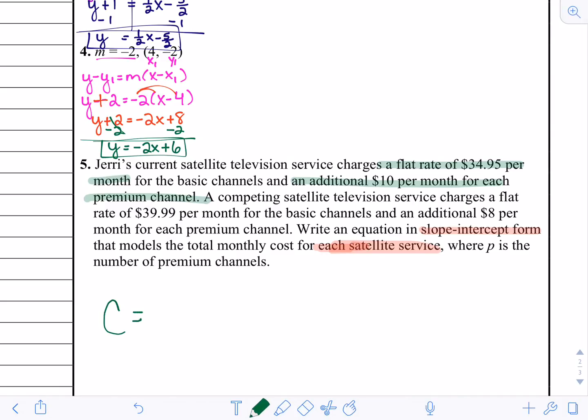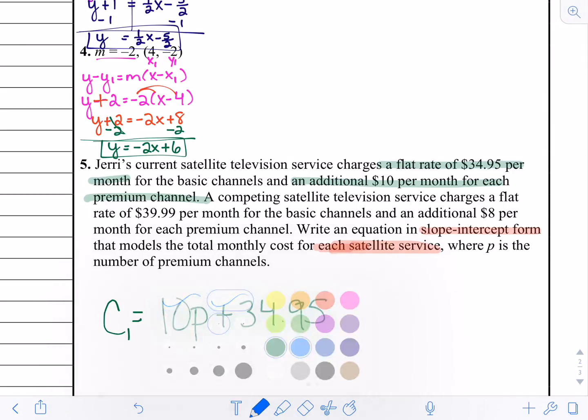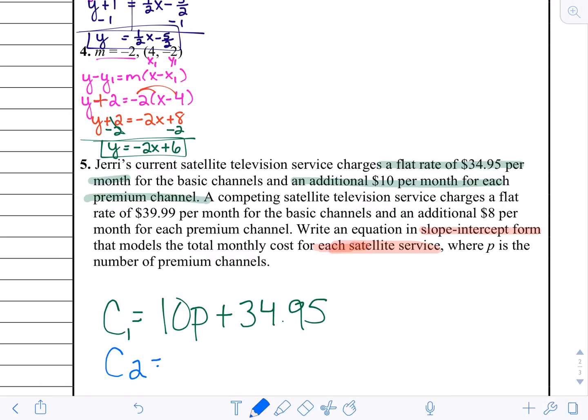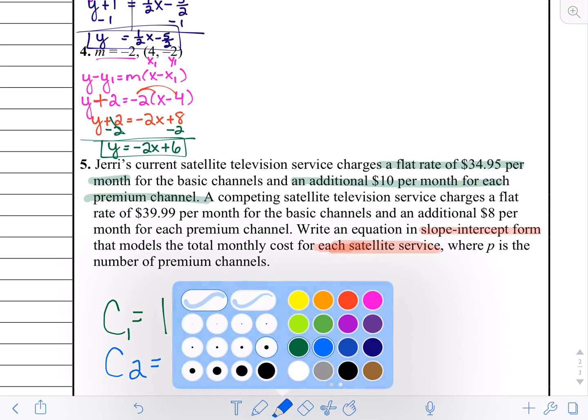The total cost here, I like to do my slope first. I have $10 for each premium channel per month, and I also have $34.95 I have to pay no matter what, a flat fee. So that's my first equation. So I can put C1 for the cost of the first company. The cost of the second company, so C2, I'll go ahead and highlight the information in the word problem.